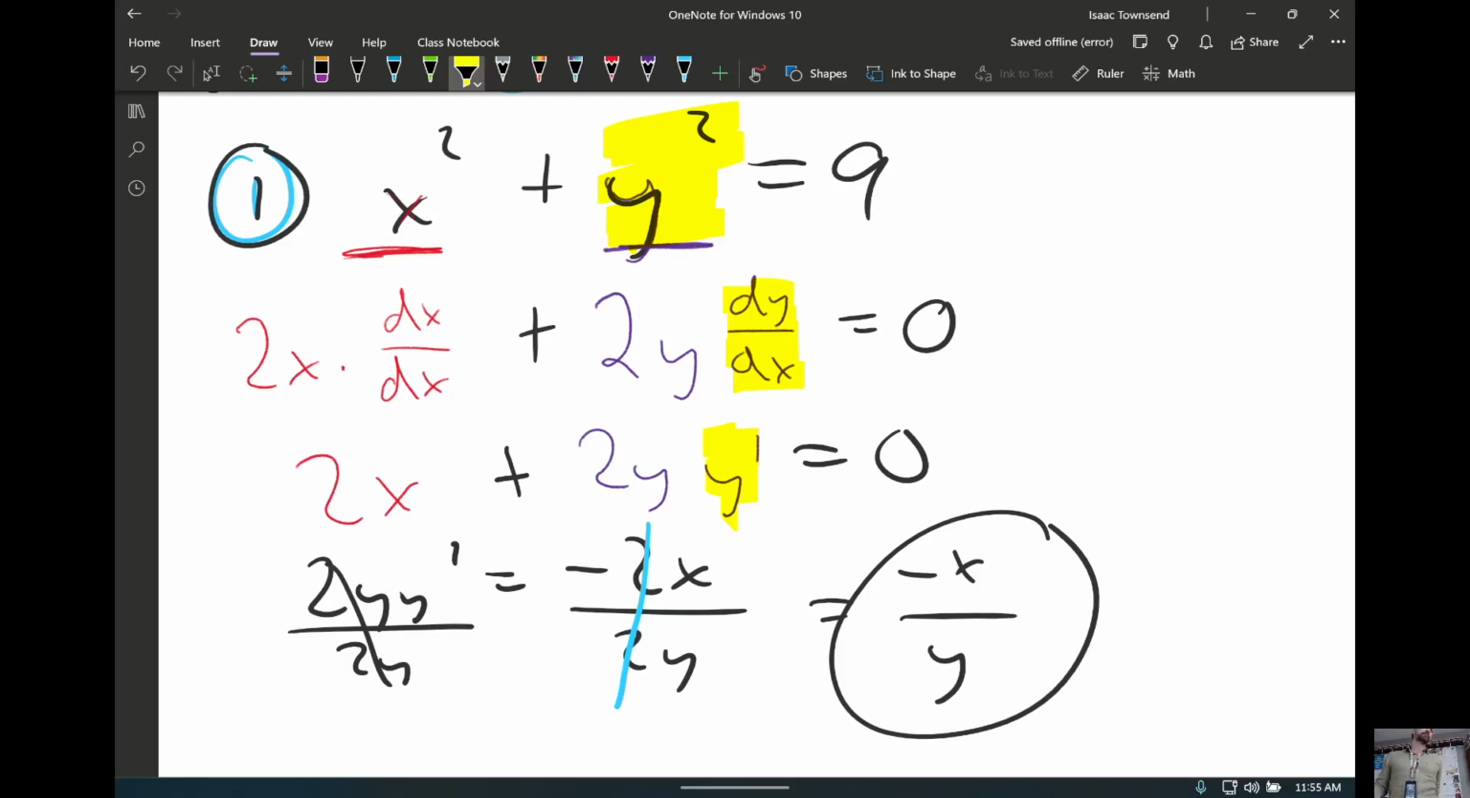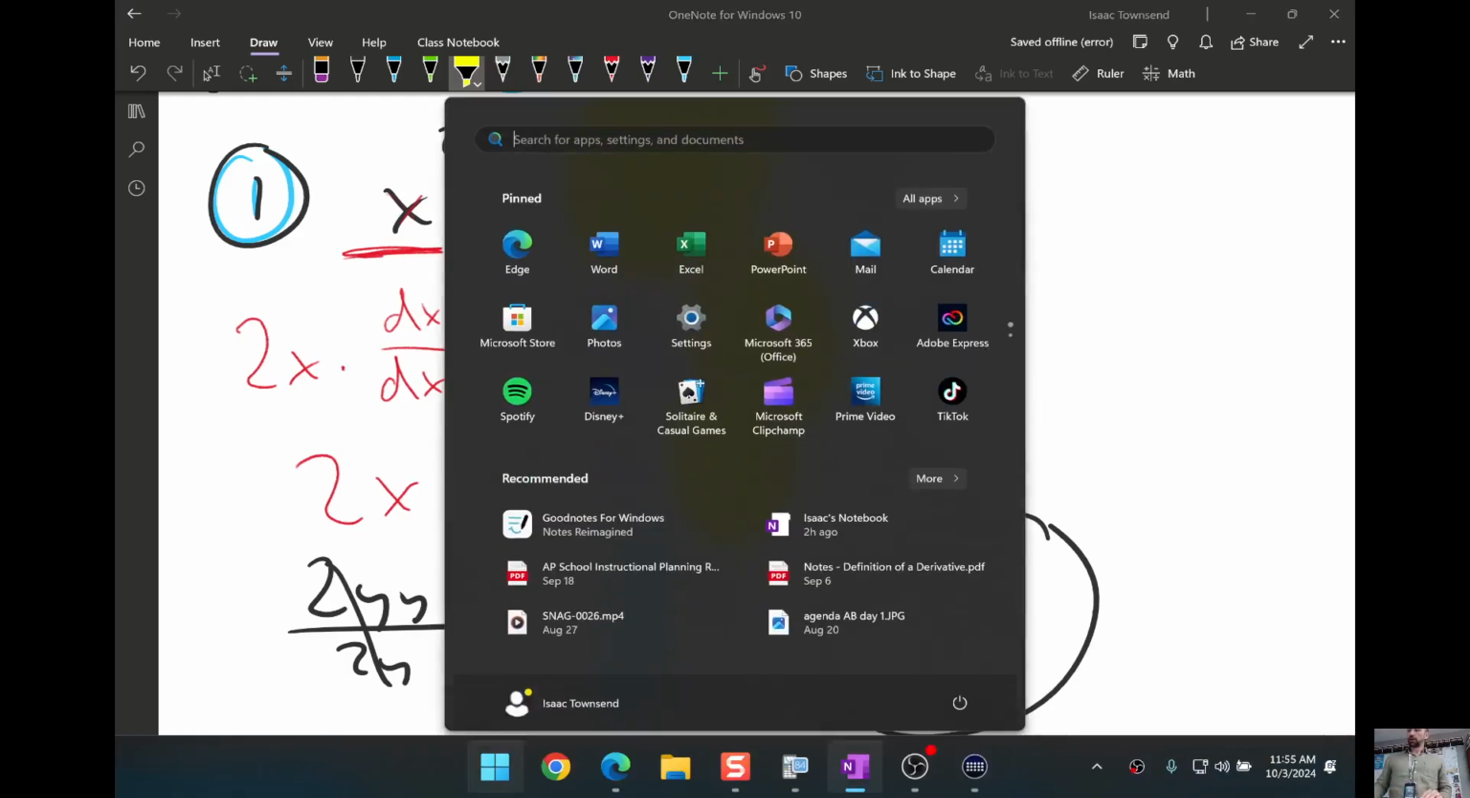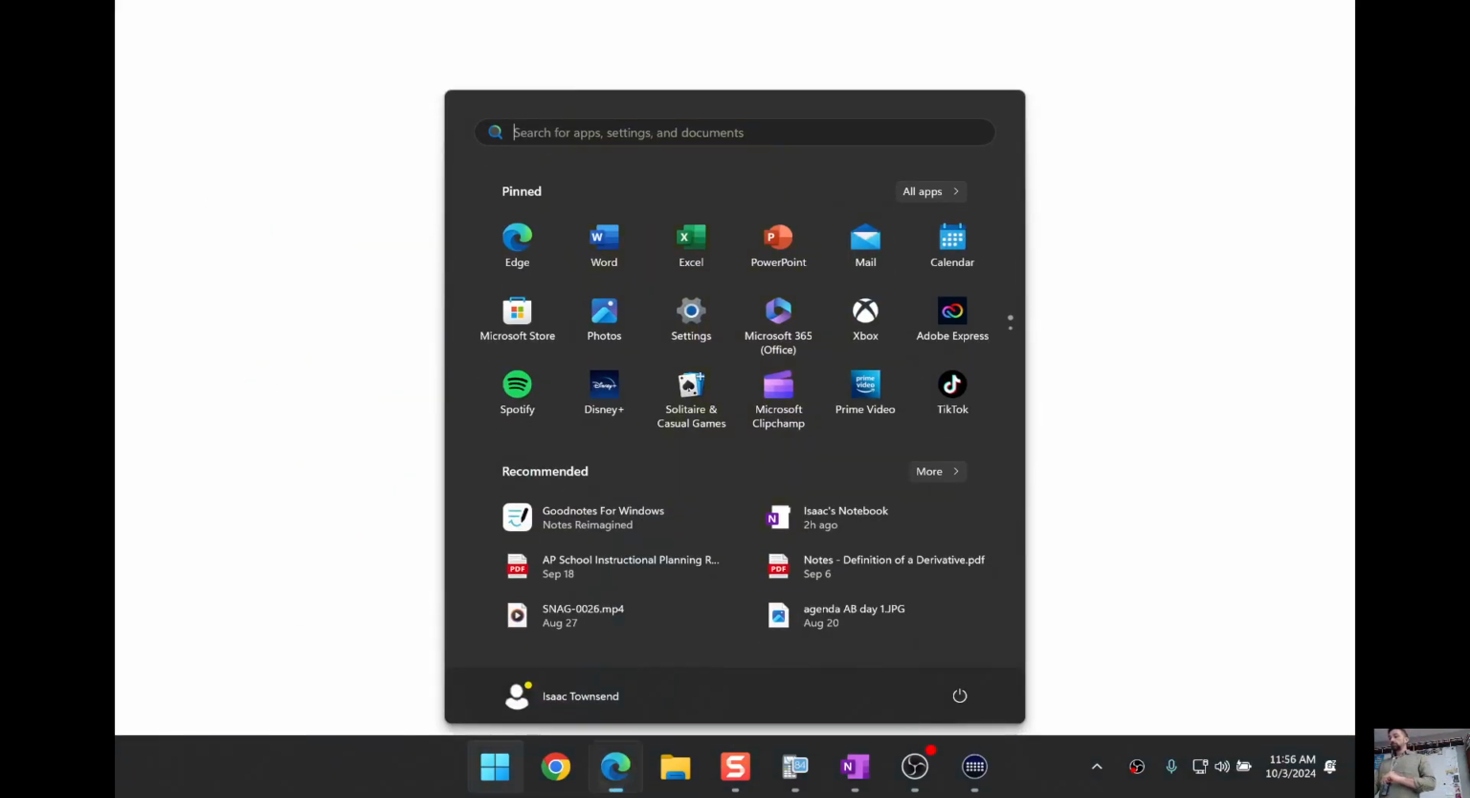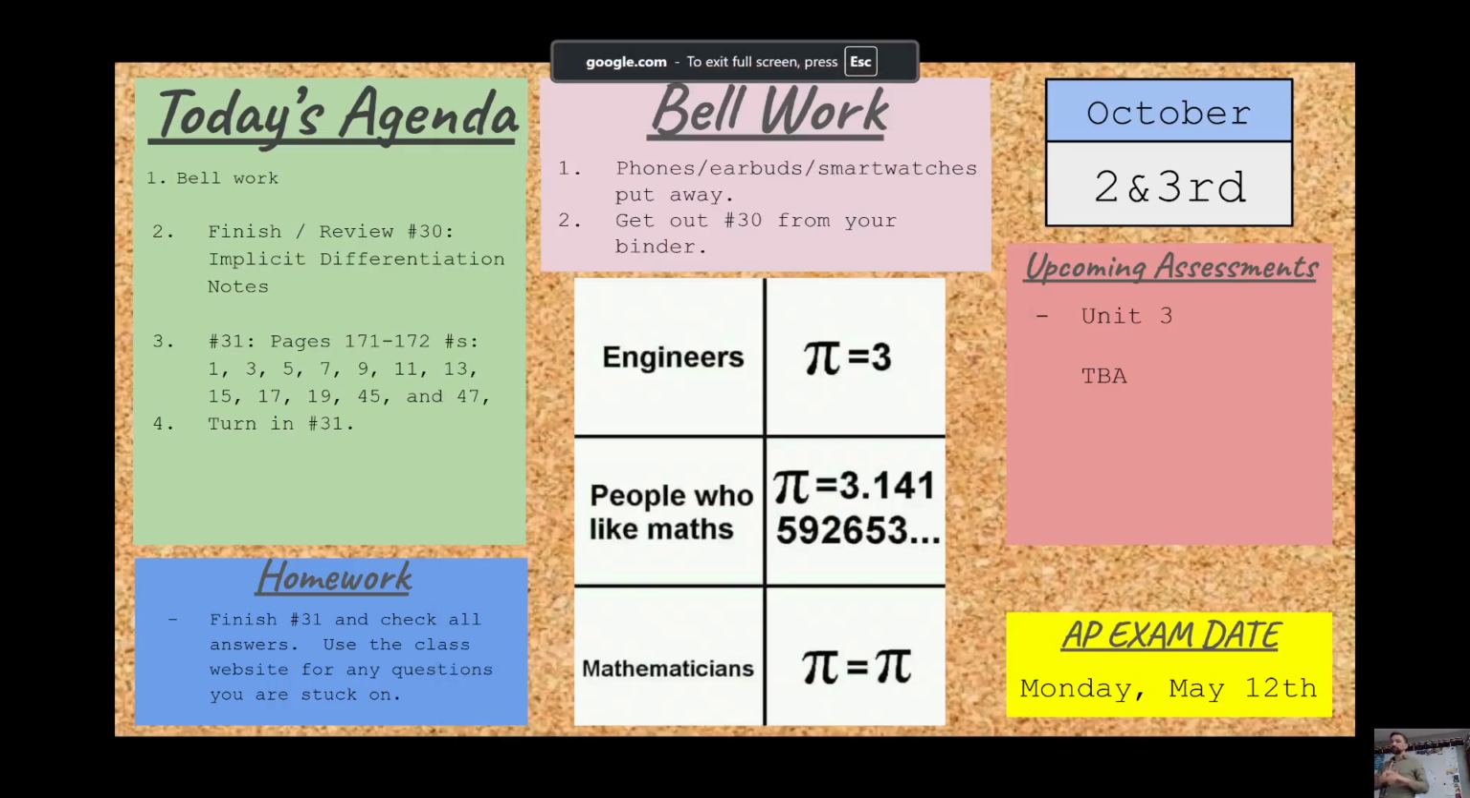Everybody okay with that? The highlighted step's the only thing new with implicit. Still power rule, still occasionally product rule, very rarely still quotient rule, still chain rule, all the stuff we've been doing, we're just adding one extra step. Okay, I would like you to go ahead and get started.